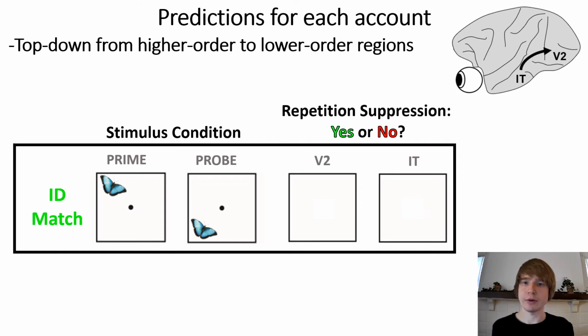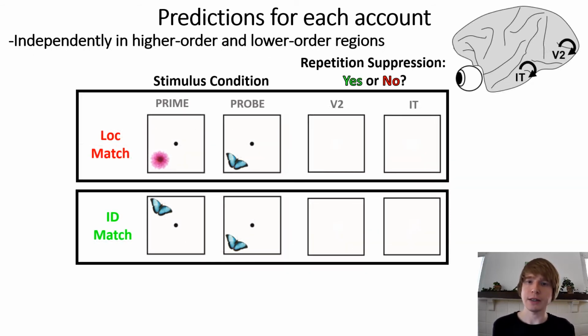For a top-down account of repetition suppression in V2, we would expect that when location changes but identity is the same, there is still repetition suppression in V2, suggesting that the location generalization of suppression present in IT, likely due in part to the large receptive field sizes, is transmitted to V2 from IT in a top-down manner. We would not expect this to be the case in a purely bottom-up account, due to the small receptive field sizes of V2 neurons, which are confined to a single quadrant of visual space.